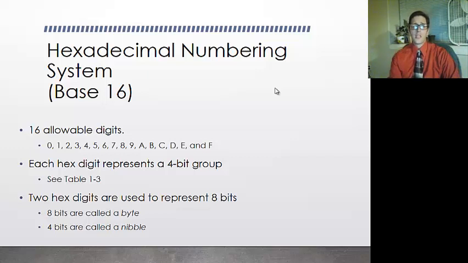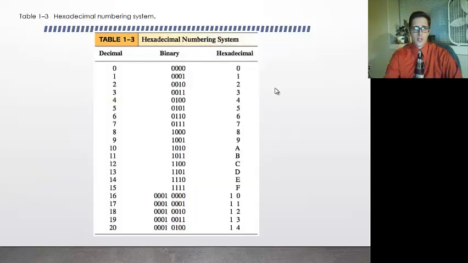So now we're talking about base 16. The allowable digits are 0, 1, 2, 3, 4, 5, 6, 7, 8, 9, and then you go to A, B, C, D, E, F. In the hexadecimal system, each hexadecimal digit represents a group of 4 bits. So 2 hexadecimal digits are used to represent 8 bits, and 8 bits are called a byte, and 4 bits are called a nibble. This is kind of the important thing here.